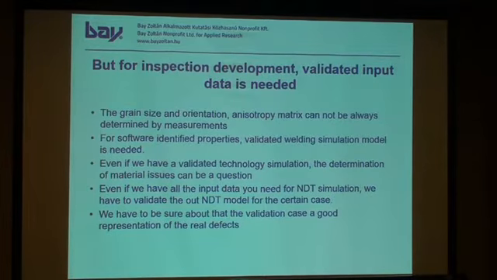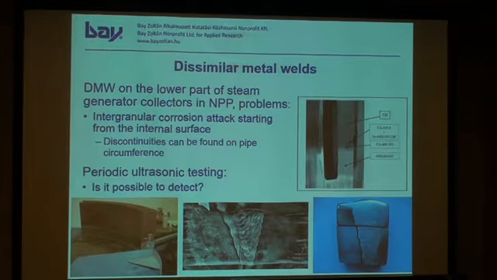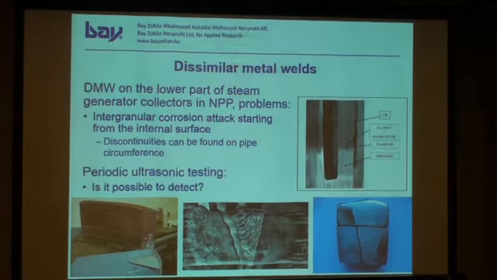So we have to know the grain size, orientation, anisotropy matrix, and this is what we cannot always measure. That's why we have to use the weld simulation and find the proper way to put it in as input for the NDT. And this is the point that we have to find, and the inspection is carried out from here.